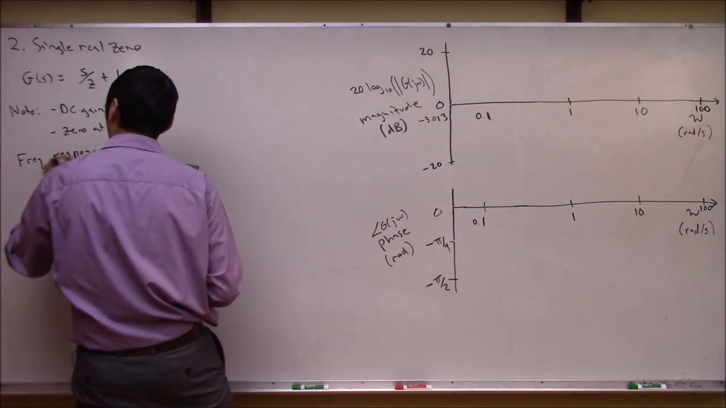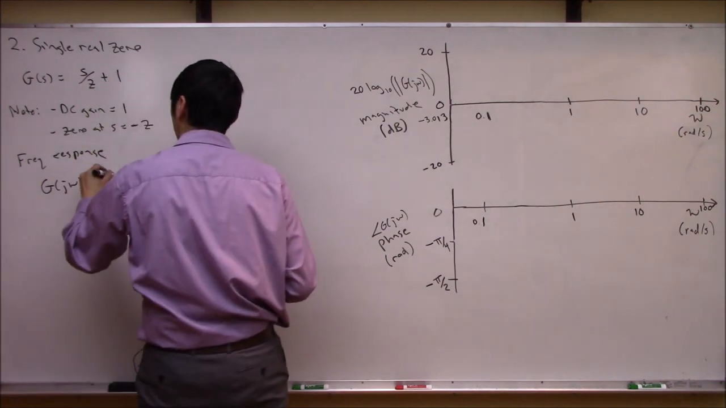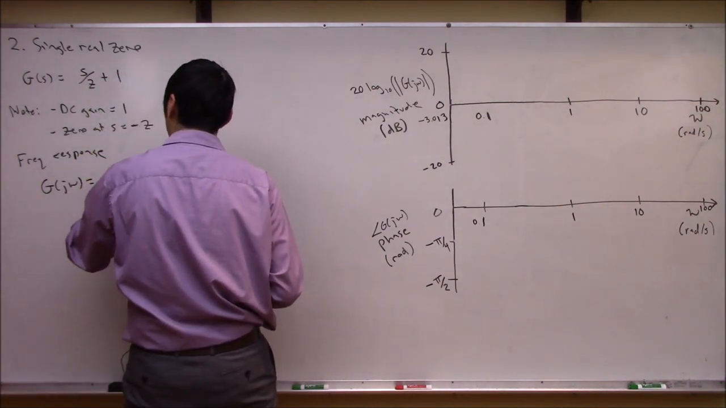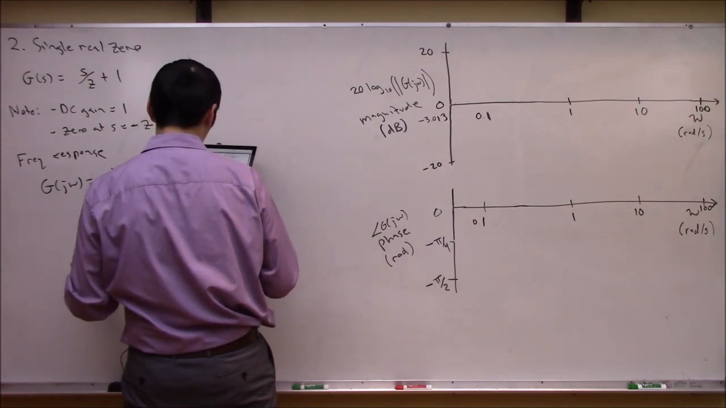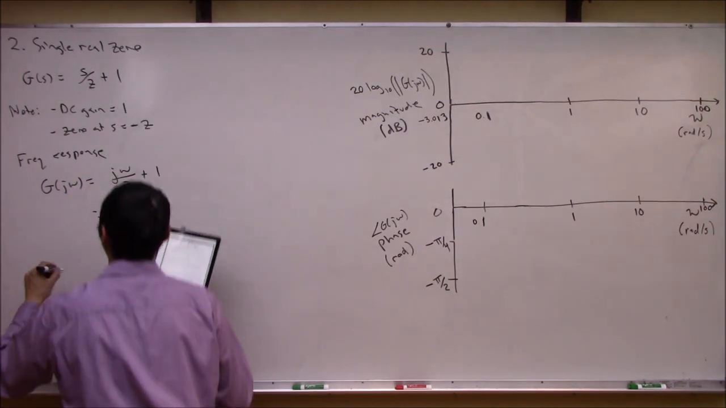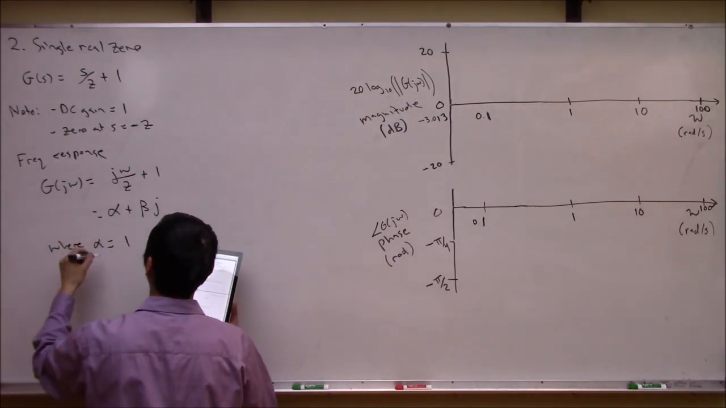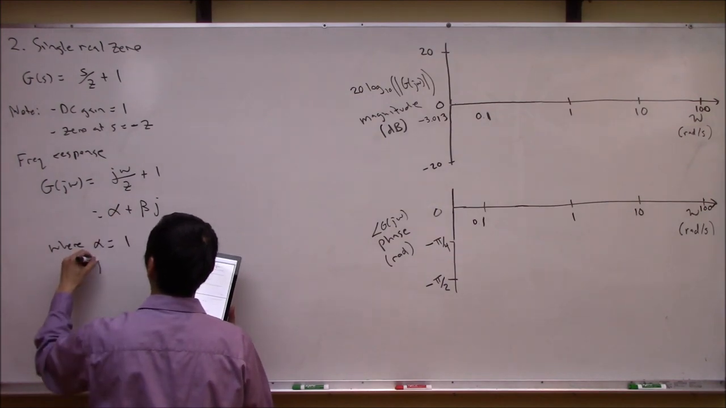we just need to compute first G of j omega, which is basically j omega over Z plus 1. You could rewrite this quite easily as a real part plus an imaginary part, where alpha is really easy to deal with here. That's just one, you can see. And then your beta is just what?